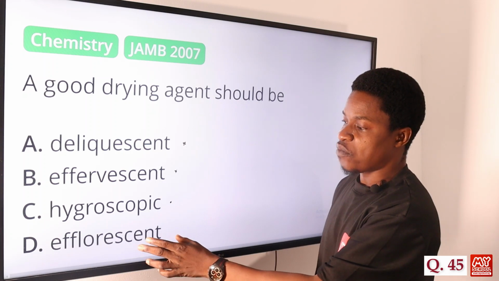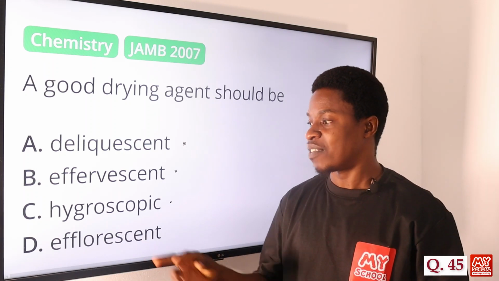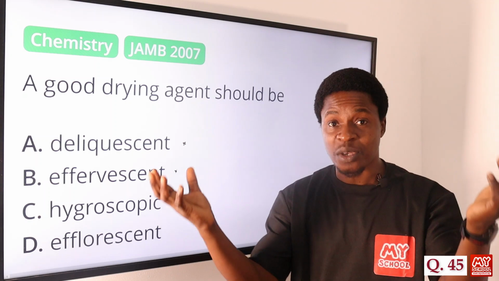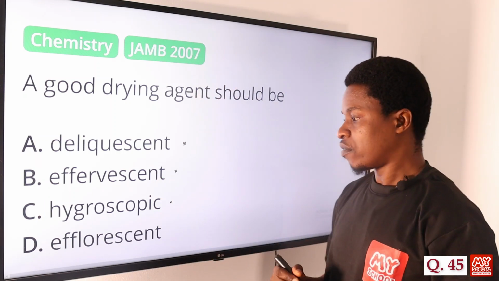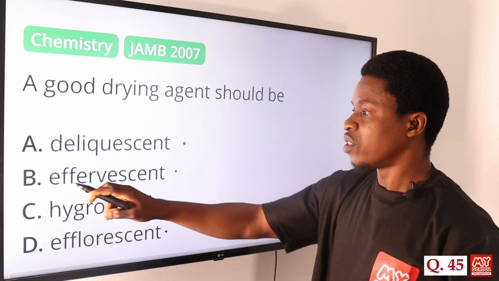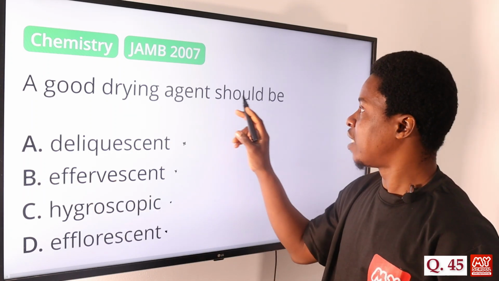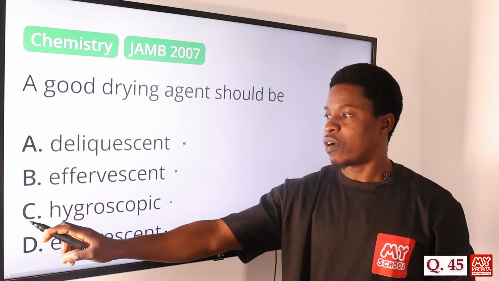Option D says efflorescent. If it's efflorescent, it is even the opposite. When you expose the substance, it's going to lose the water of what? Of crystallization. So this also is not. So the correct answer here, a good drying agent should be what? Hygroscopic. The correct answer is option C.